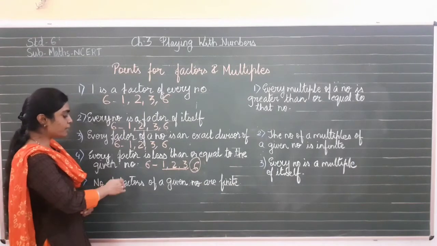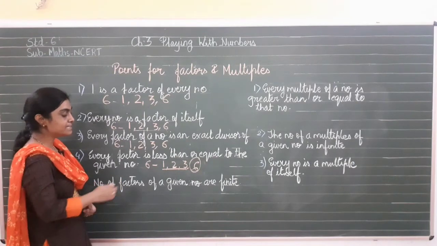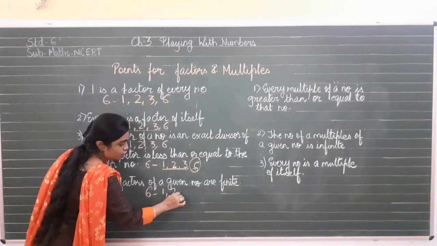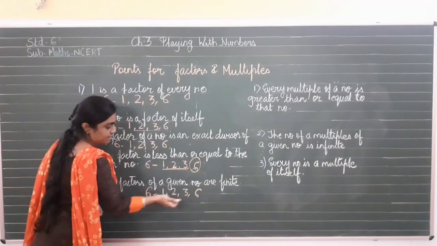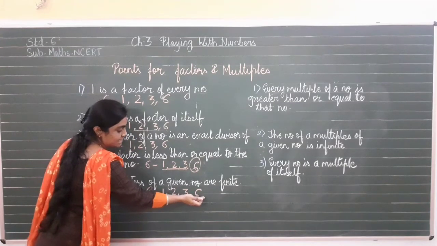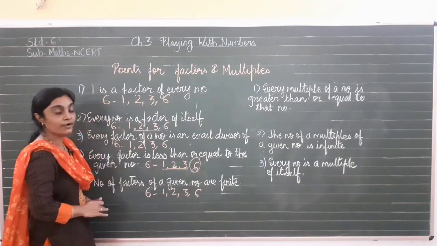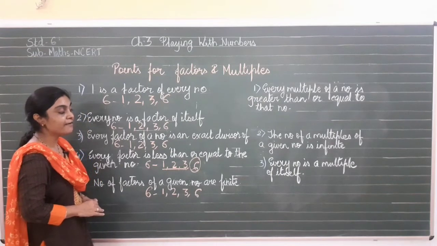Fifth point, the number of factors of a given number is finite. Finite means limited. Same example, we will take 6: 1, 2, 3 and 6. These numbers are limited. There are no other numbers beyond 6. So factors are limited, or we can say they are finite.